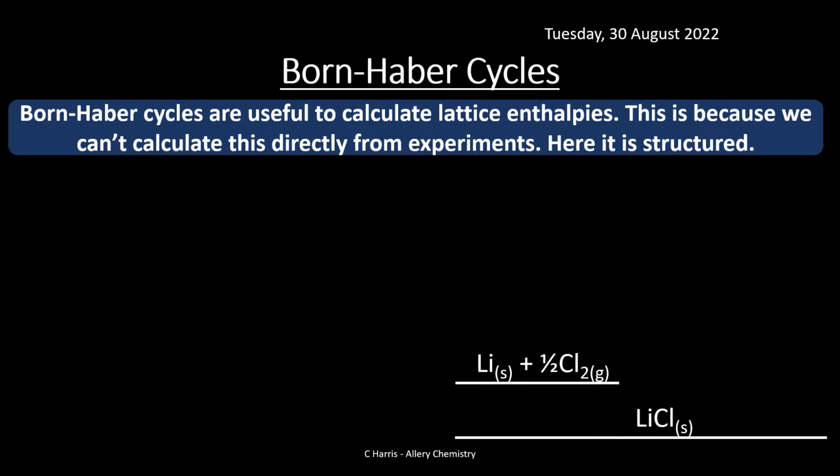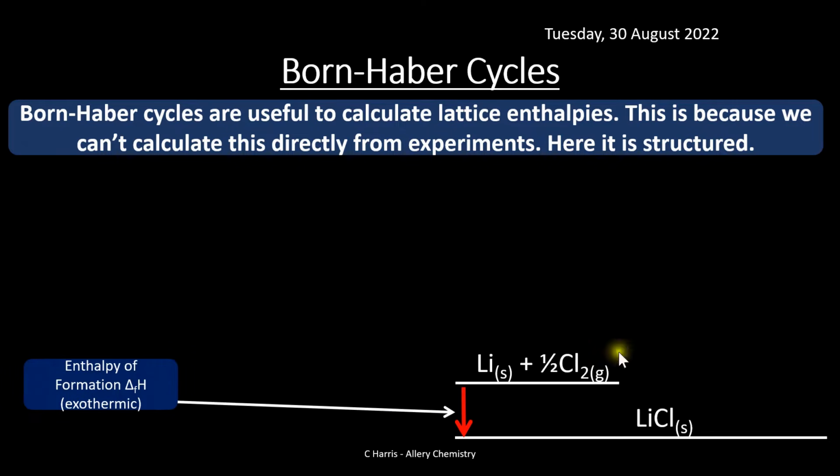So when we're drawing a cycle, we're going to start by drawing a basic cycle really. You write down your ionic compound that's under examination at the bottom. You draw a big line at the bottom, and you put lithium chloride, so it's LiCl, and that's a solid. Now, make sure you leave space above here, because that's where you're going to draw the rest of your cycle.